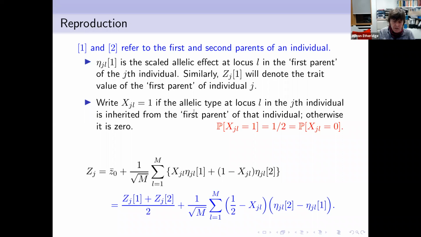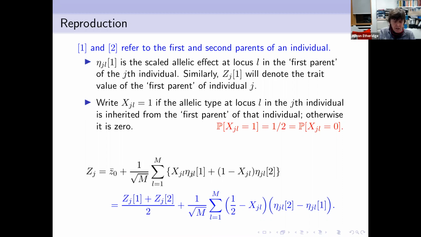Mendelian inheritance tells us that the probability it's 1 is a half. The probability I inherit that type from my first parent is a half, from the second parent is a half. This is a haploid model, so it's very simple. Okay, and then I can write the trait in the offspring. Well, I've got the Z0 bar still, plus, now what do the scaled allelic effects look like?